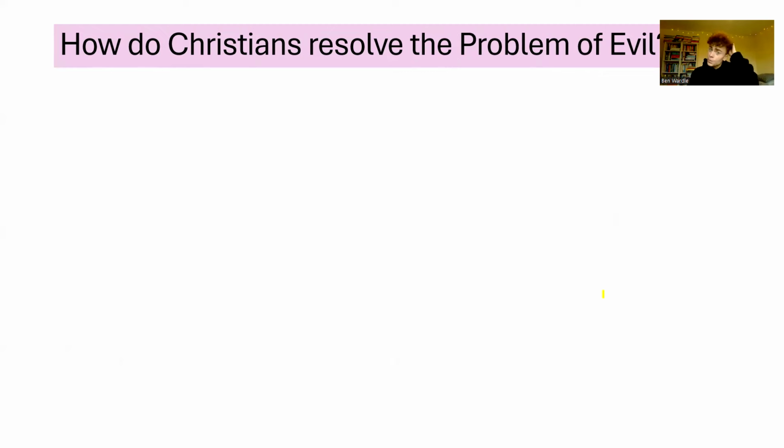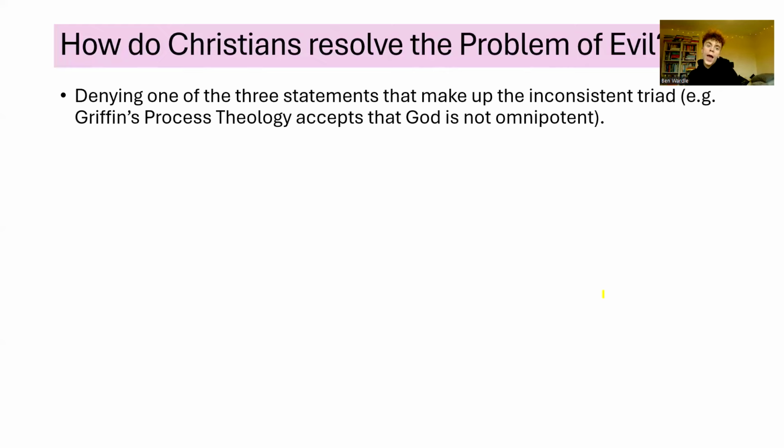We know that over 2 billion people today are still Christians. So how do they reconcile the existence of evil with their belief in God? And not just any God, with an all-powerful and all-loving God. As we saw before, they might deny one of the three statements that make up the inconsistent triad. So they might deny God's omnipotence or his omnibenevolence. For example, Griffin's process theology accepts that God is not omnipotent. So they're quite happy to deny that.